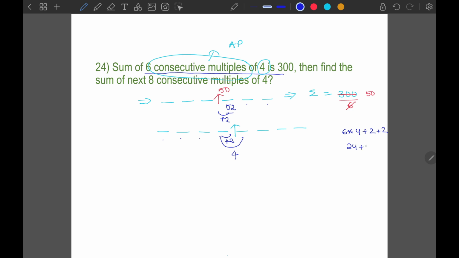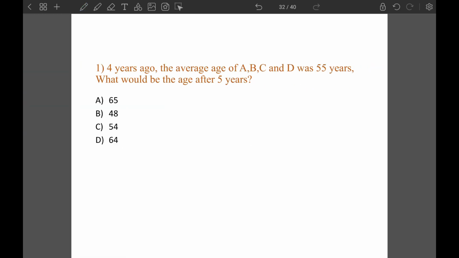So 24 plus 4, it is 28. So to get the new mean, you will add it to 50, that is 78. So the new mean will be 78. So the sum equals 78 into 8, which is 624, the sum of the next 8 consecutive multiples of 4. Let us go to the next question.